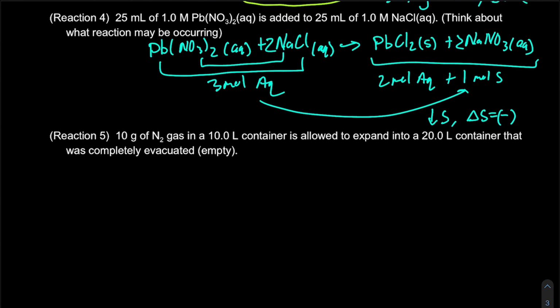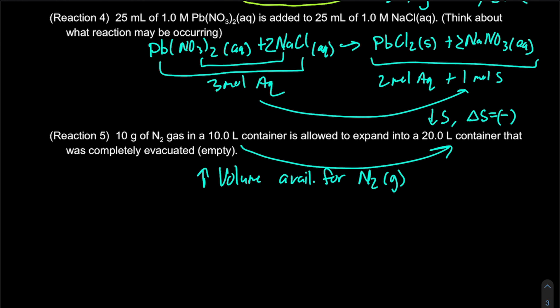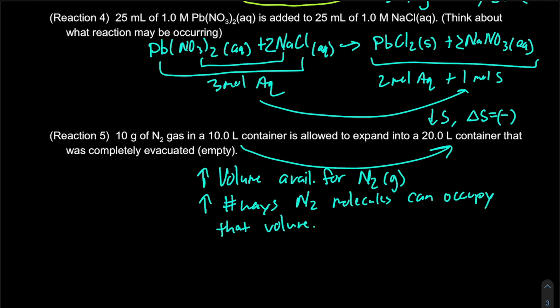Our last possible example that we're looking at here is 10 grams of nitrogen gas in a 10-liter container, and we're expanding it into a 20-liter container. As that expands, what we've done is we've increased the volume available for our gaseous N2. It's the same amount of N2, but because we've increased the volume available, we're going to increase the number of ways those N2 molecules can occupy that volume. Right? We've expanded it. We allowed them to have more possible ways that they can occupy that volume. And what that means is we're going to see an increase in entropy as our N2 gas expands, or we could also say our entropy change would be positive.